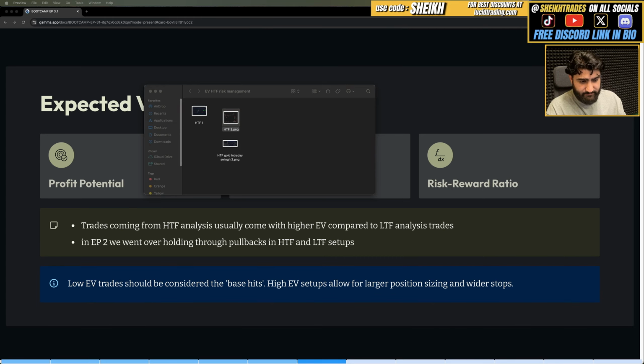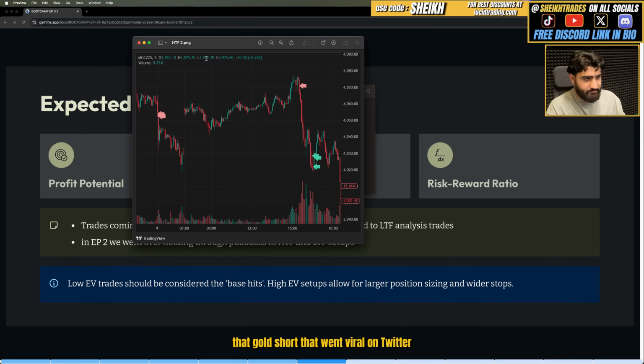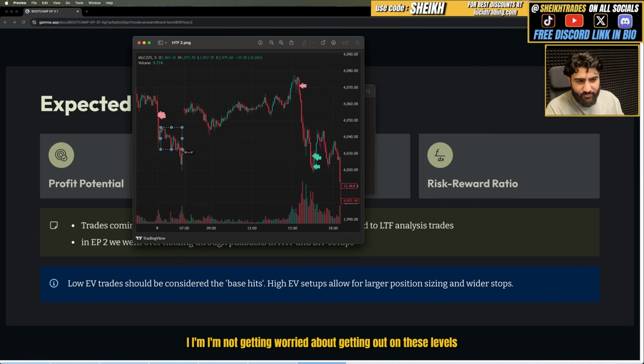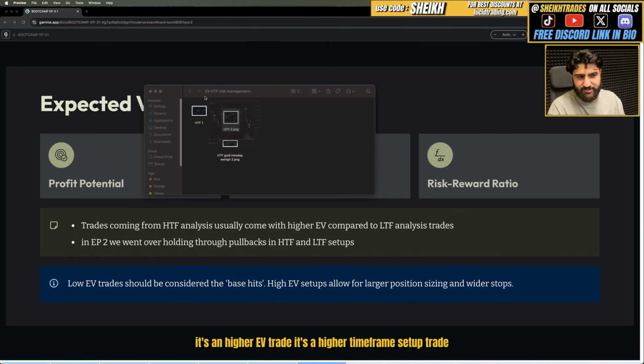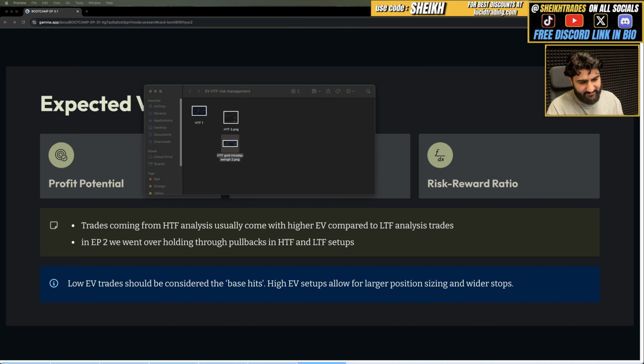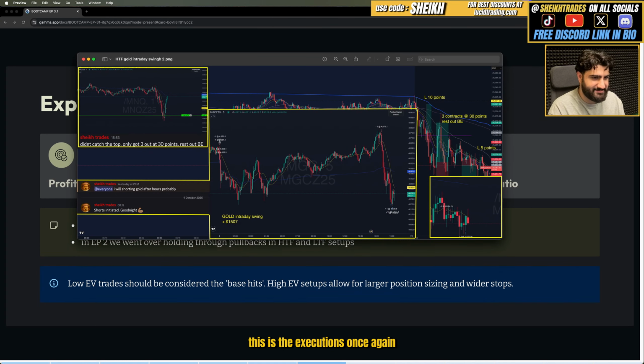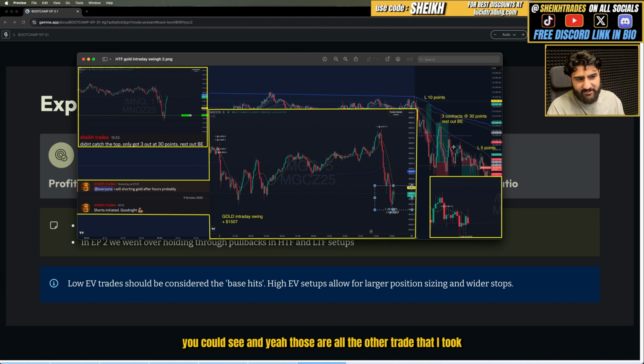Second example, that gold short that went viral on Twitter where I made like 10R on it. Short, more, cover. I'm not getting worried about getting out on these levels. It's a higher EV trade. It's a higher time frame setup trade. This is the executions once again, you could see. And yeah, those are all the other trades that I took.